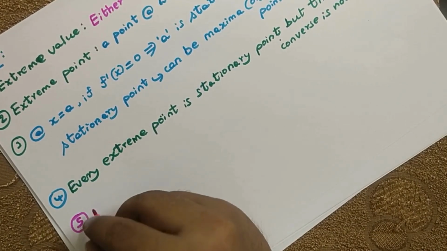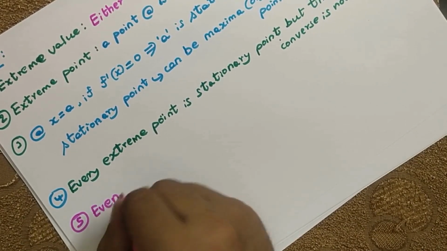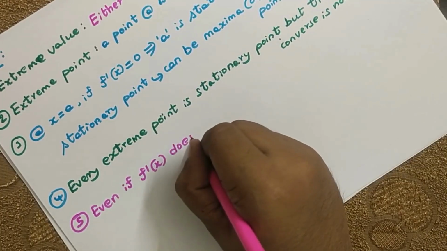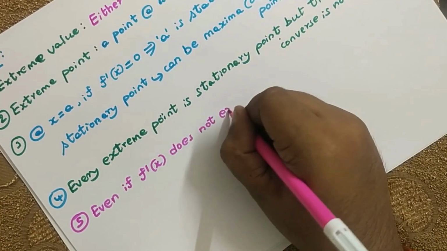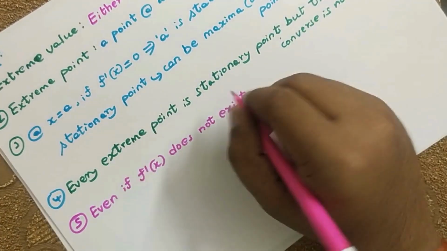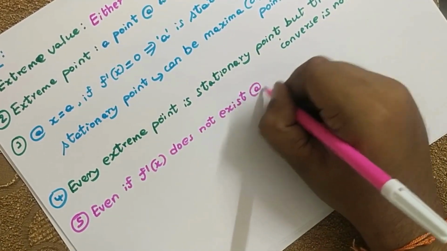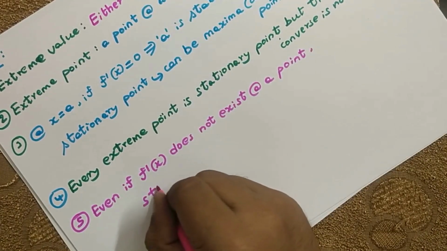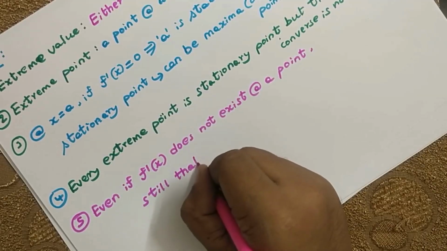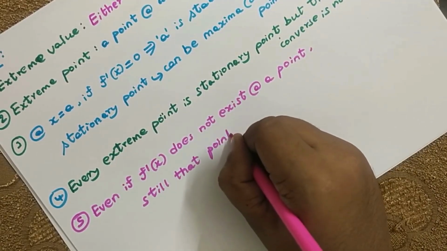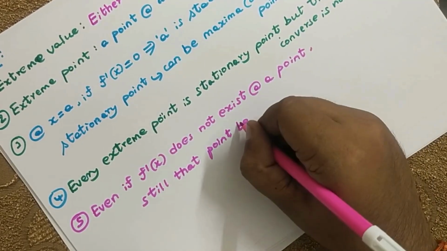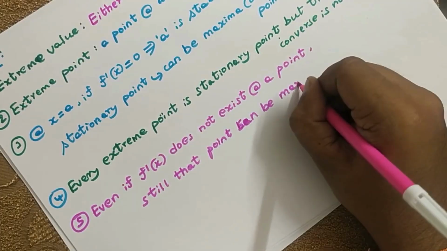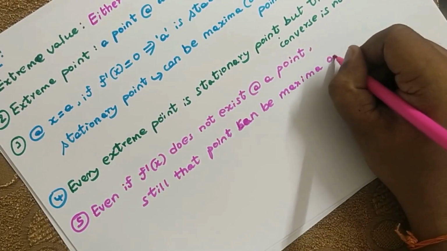So let's see another one, fifth one. So yeah, even if f dash of x does not exist, అంటే ఇది ఇన్ఫినిటీ, ఎనీథింగ్ does not exist అయితే at a particular point, still that point can be maxima or a minima. That point can be maxima point avachchu or minima point avachchu.